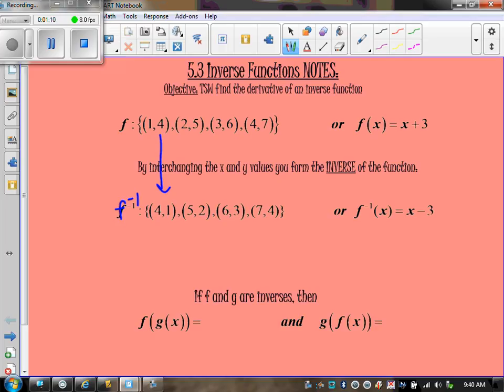Okay, so if I give you an equation for your original function, you can find the inverse the same way by switching your x's and your y's and then resolving, giving you a new equation of x minus 3. So this would be your inverse equation of your original function. Okay? So if I ask you to find me the inverse of something, all you simply have to do is switch the x's and the y's.